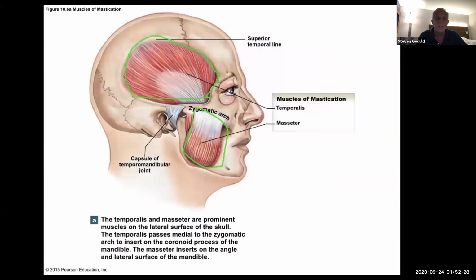What they're going to do is slam that jaw shut. This is a little bit more of an angle, but this one here is all up and down. The masseter muscle is completely up and down when it constricts. And that's its function. That's how it's going to function.